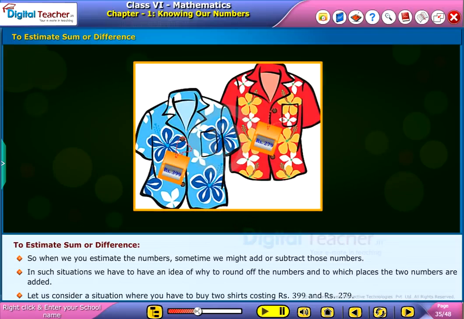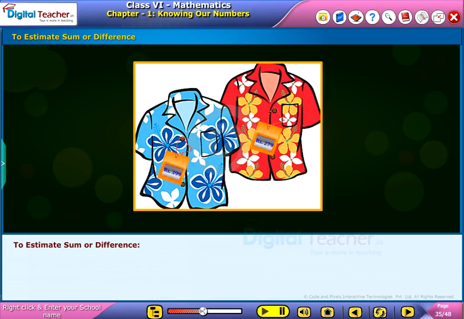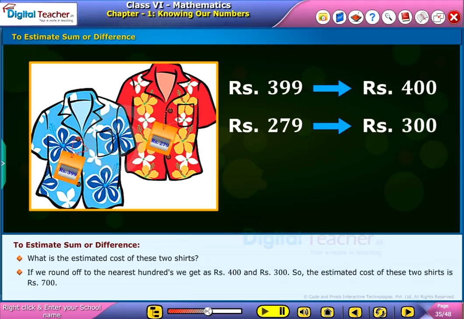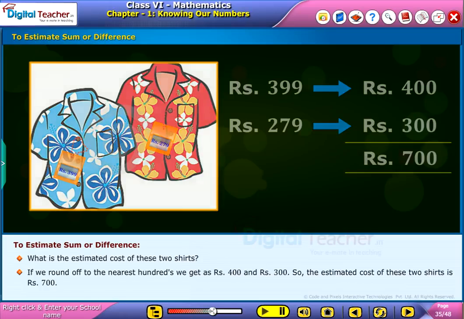Let us consider a situation where you have to buy two shirts costing rupees 399 and rupees 279. What is the estimated cost of these two shirts? If we round off to the nearest hundreds, we get rupees 400 and rupees 300. So, the estimated cost of these two shirts is rupees 700.